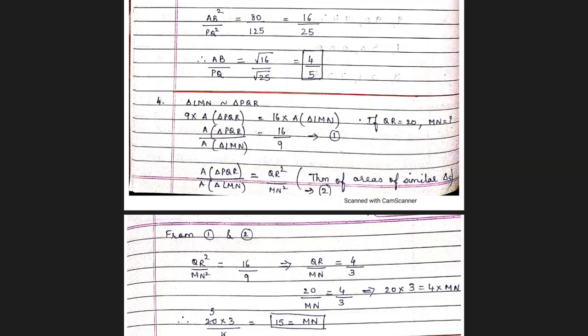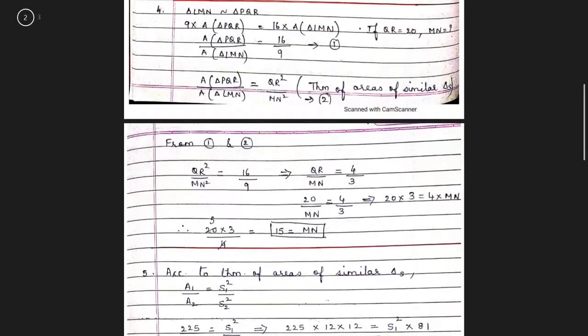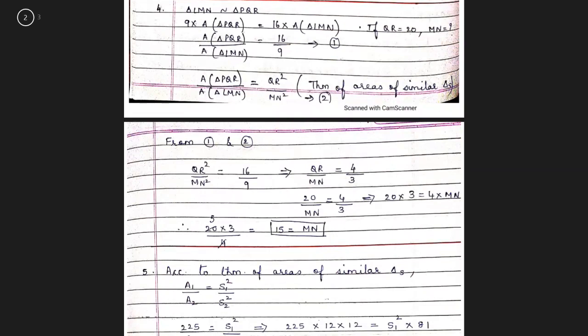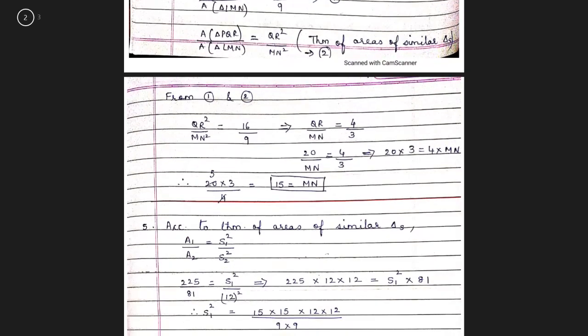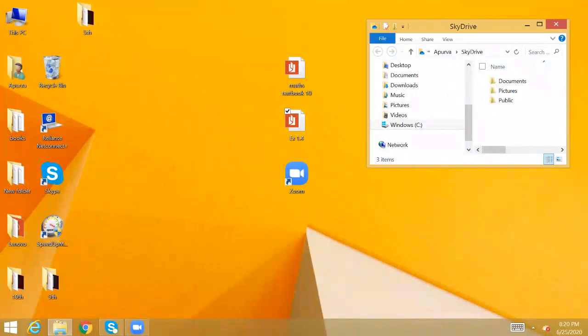Therefore QR upon MN, take the square roots. 16 upon 9 square root is 4 upon 3. QR is given to you as 20. Substitute it, get the value of MN by cross multiplication. 20 into 3 equal to 4 into MN. Therefore 20 into 3 upon 4. Answer 15 is equal to MN. So this is how question number 4 needs to be done. Next, question number 5.